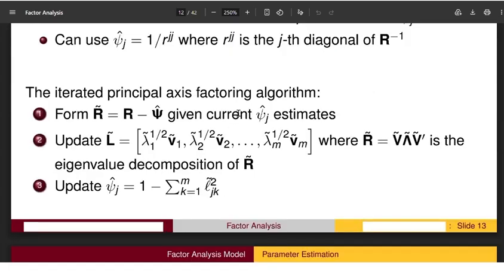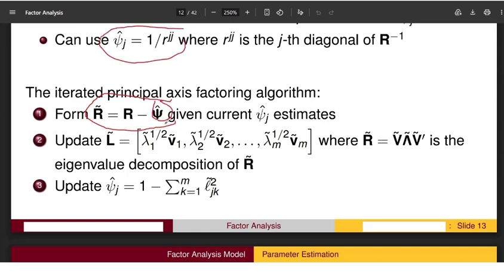This is the iteration. If you want to do iteration, you need a very good initial value. The initial value here is the estimate of the specific variance, which is 1 over RJJ, where RJJ is the jth diagonal of the inverse of the correlation. Now, this is what this guy is going to do. Based on this, he's actually going to compute this. This guy, he got it from here.